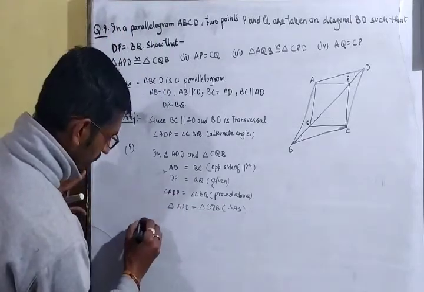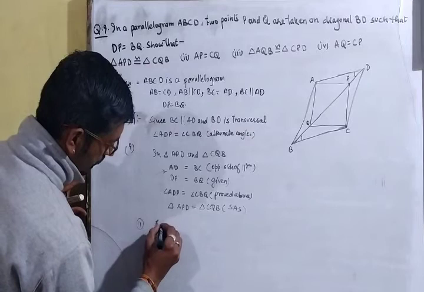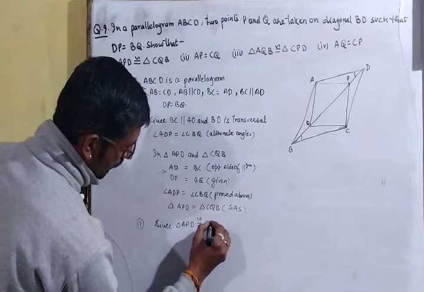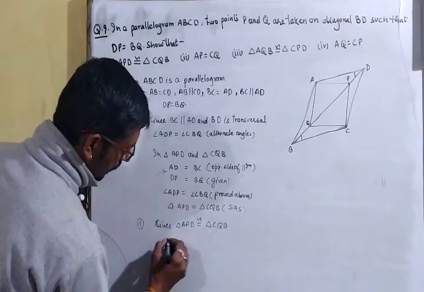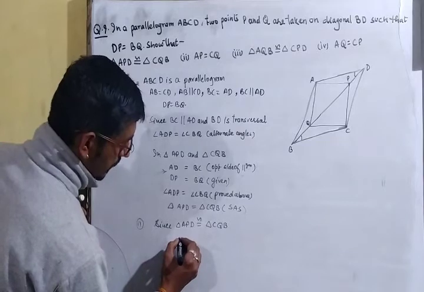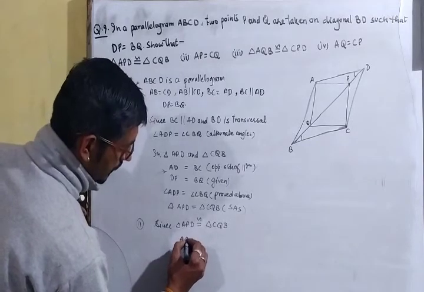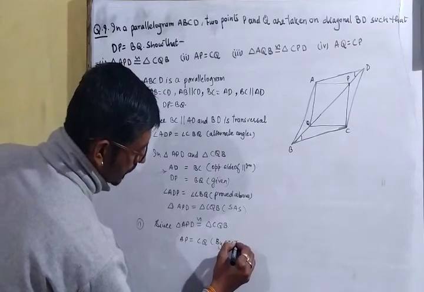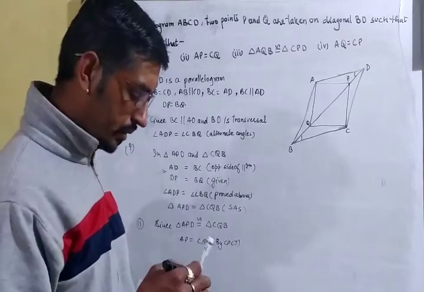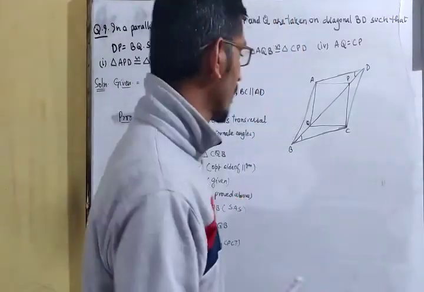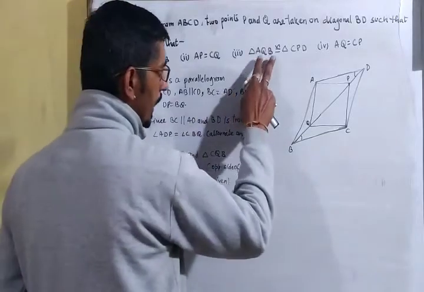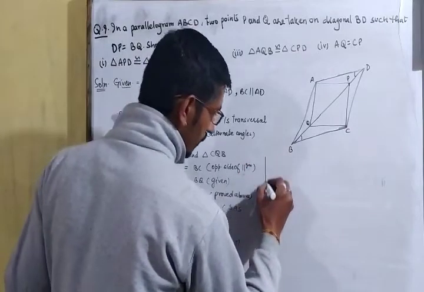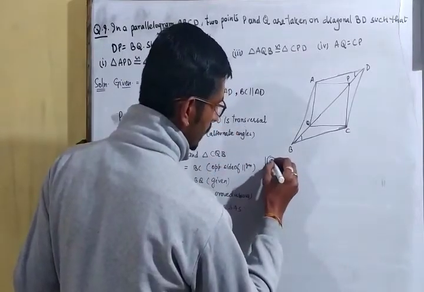So second, since triangle APD is congruent to triangle CQB, so what we can say, AP is equal to CQ by CPCT. Okay, we have done with the first two part. Now moving on to the third part. Triangle AQB is congruent to CPD. Okay, now third part. 1, 2, 3.